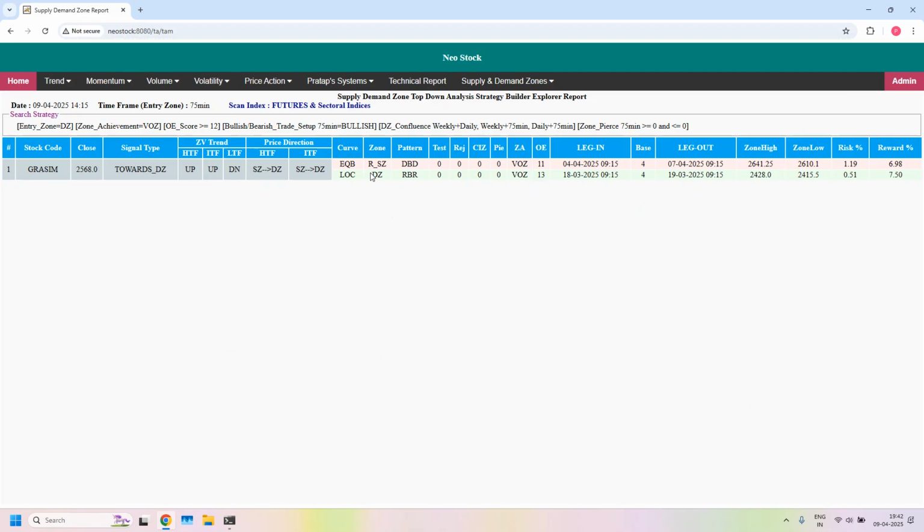So in this stock, this 75 minutes demand zone overlapped with the daily demand zone. Both together again overlapped with the weekly demand zone. And the weekly trend, the HTF trend, is up. If the weekly demand zone has weekly EMA confluence, then this overlapped 75 minutes demand zone might have a higher probability of success. Let's filter.